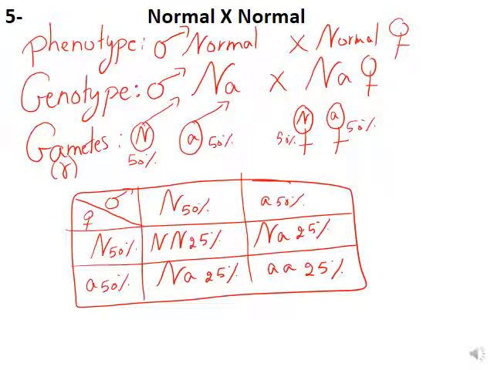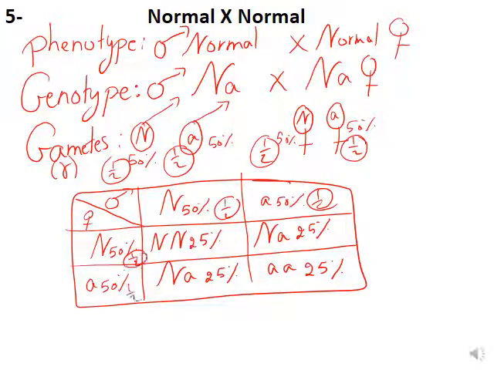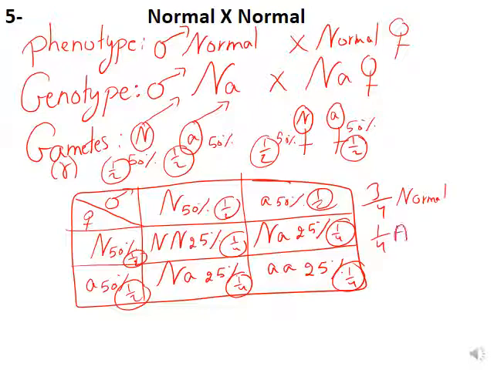If I want to work also with proportions, it should be here 1/2 and 1/2, and here half and half. So if I want to work with proportions, this should be 1/4, and this should be 1/4, and this should be 1/4, and this should be 1/4. So 3/4 are normal, while 1/4 is affected.